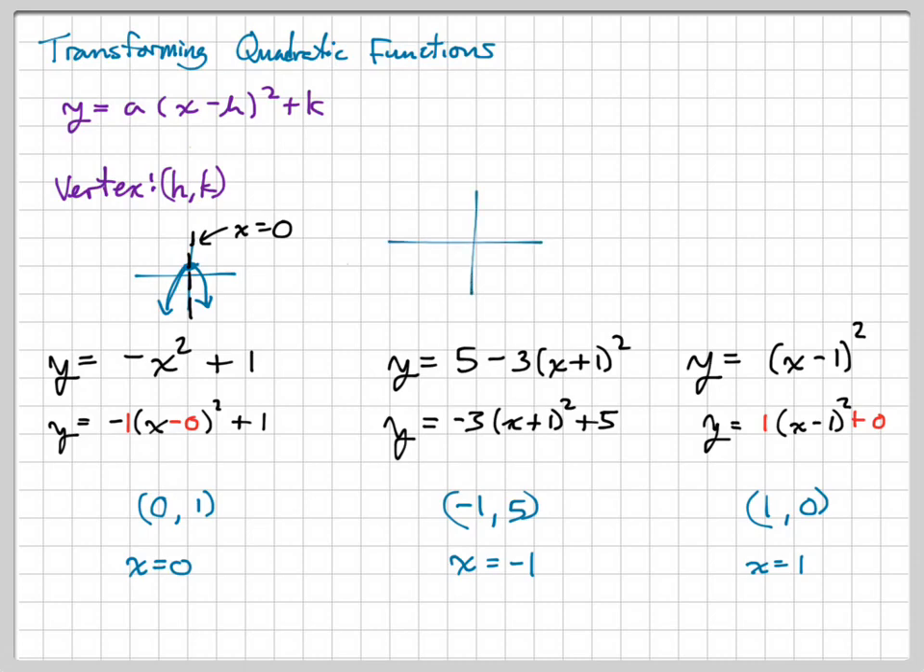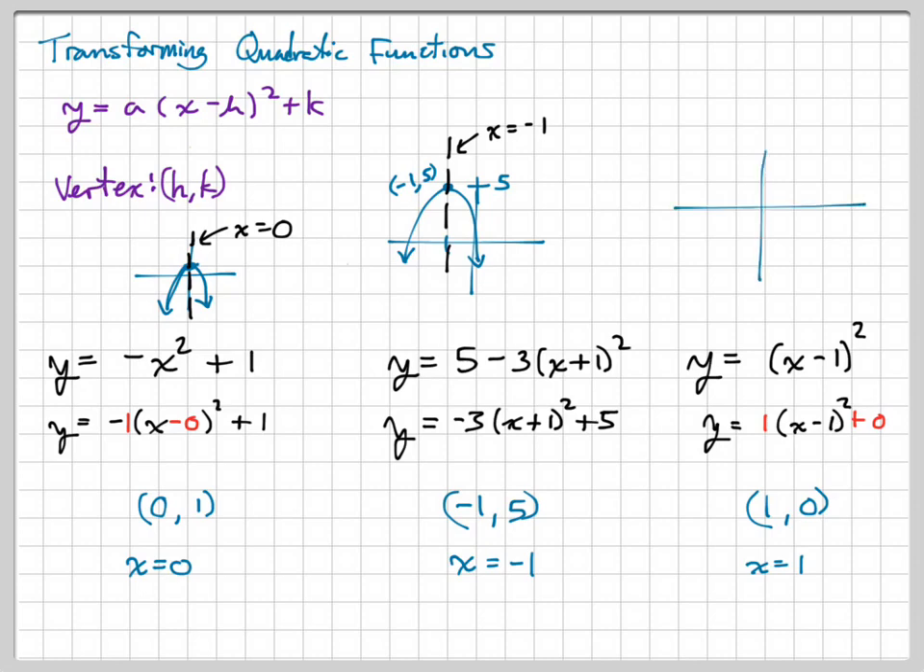The next one would be -1, 5, so I'm going to go there, and I'm going to go up 5, so I'm just going to put a mark there and put a 5 in there. Now because, again, we have a -a, we're going to go downwards, and then we have our axis of symmetry right down the middle. So I put my axis of symmetry right here. That line is x equals -1, and my vertex is -1, 5.